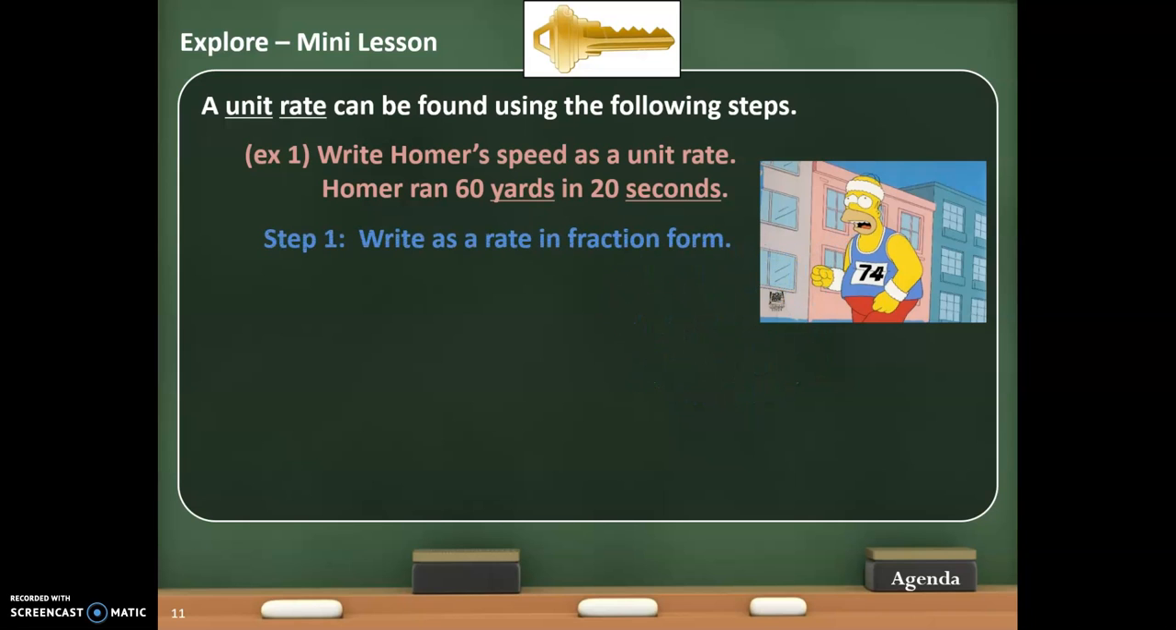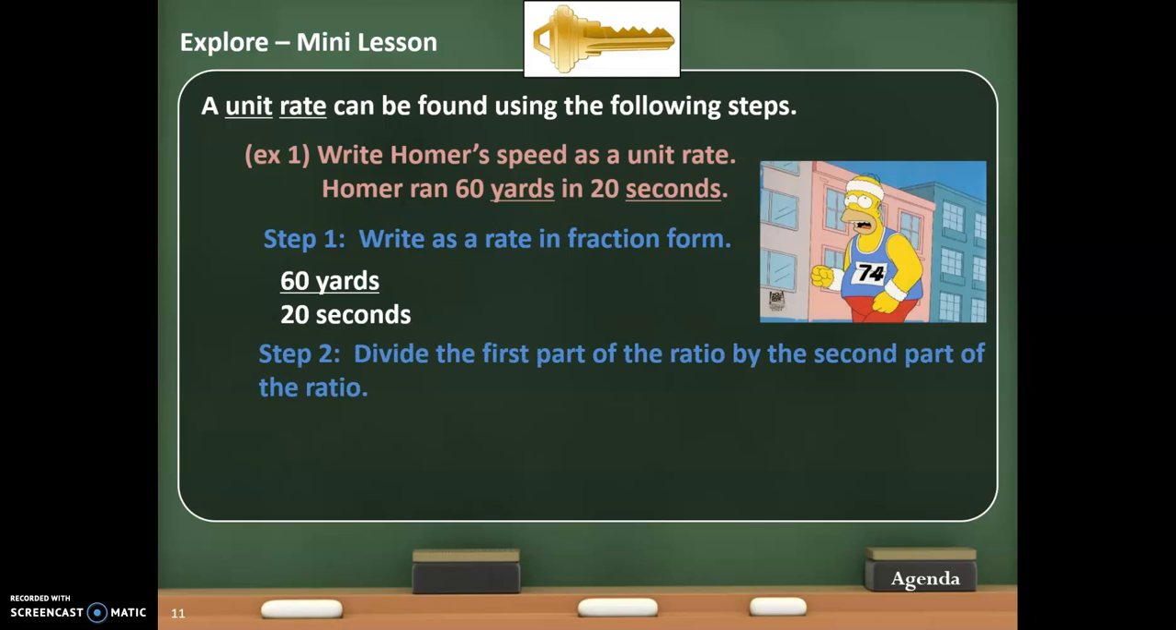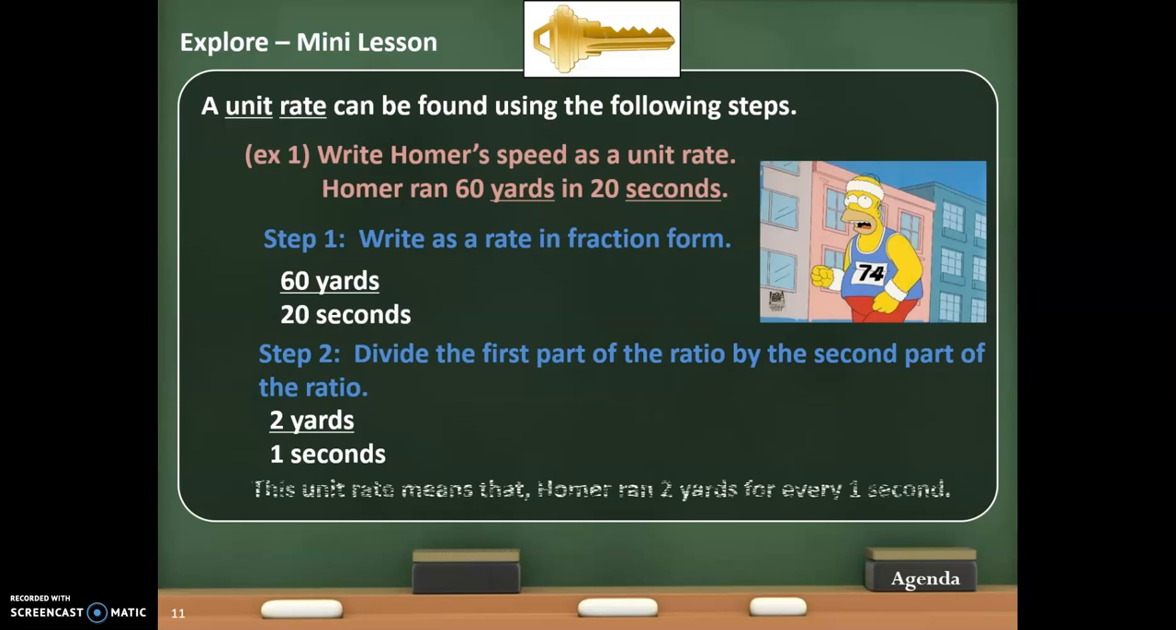So step 1, we're going to write it as a rate in fraction form: 60 yards over 20 seconds. Step 2 is we're going to divide the first part of the ratio by the second part of the ratio. 60 divided by 20 gives us 2. 20 divided by 20 gives us 1. We're going to keep our units in the same places. So we wind up with a unit rate of 2 yards for every 1 second.